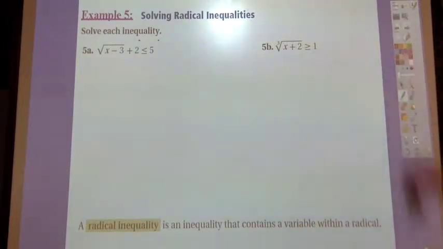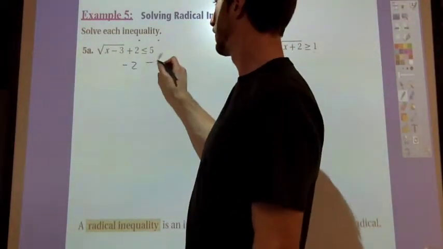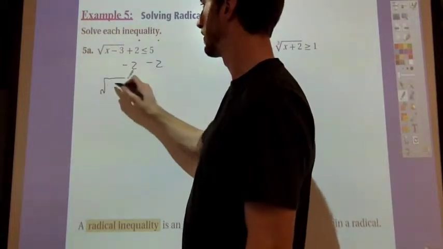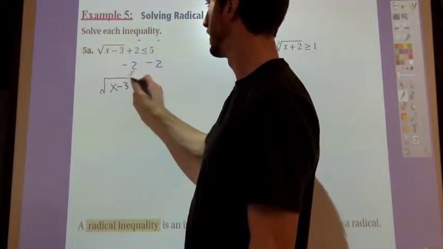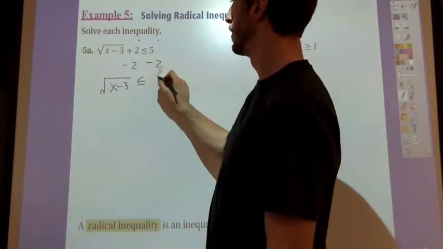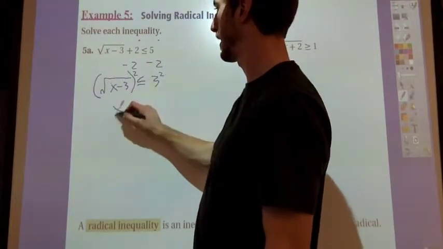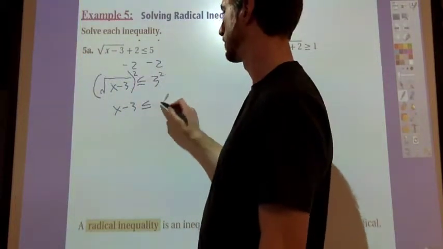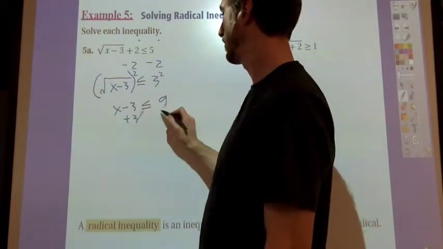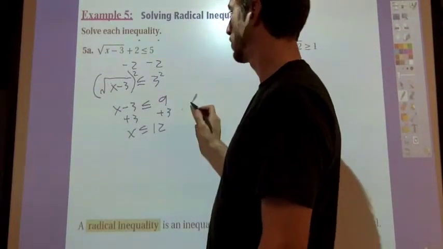Okay, now I'll go ahead and do these. So I'm going to subtract 2 from both sides, and we get the square root of x minus 3 is less than or equal to 5 minus 2, which is 3. Then I'm going to square both sides, and we get x minus 3 is less than or equal to 9. Add 3 to both sides, and we get x is less than or equal to 12.